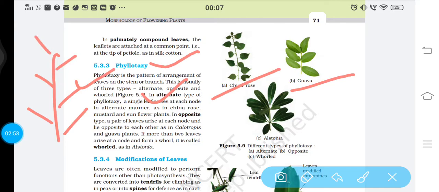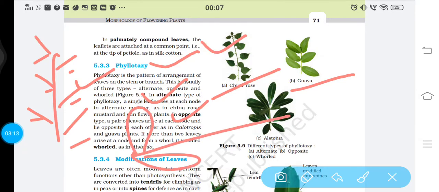That means alternate, one after another: first position, second, third, fourth, in the same way the leaves are arranged alternate to each other. An example is China rose, like we see in the hibiscus plant, which you call gudhal. Then the next one is opposite. Opposite, suppose this is the axis, then the leaves would be present opposite to each other, facing each other. This is called opposite leaves.